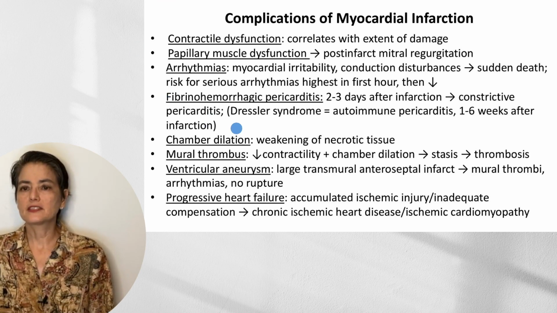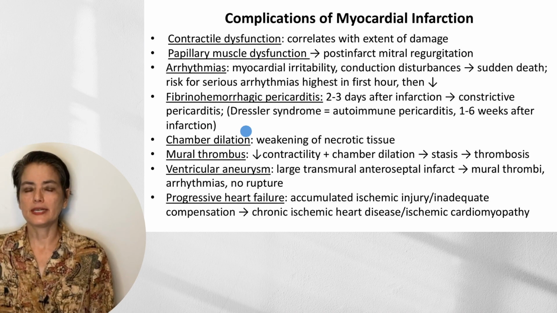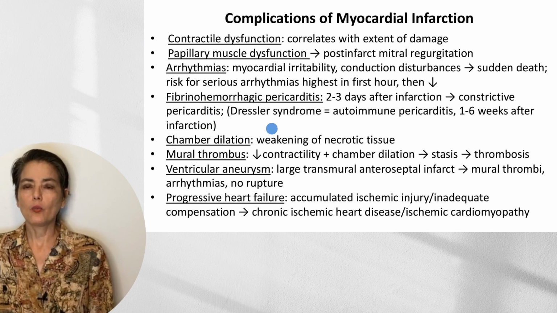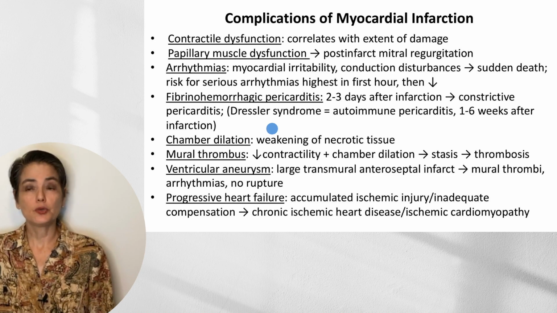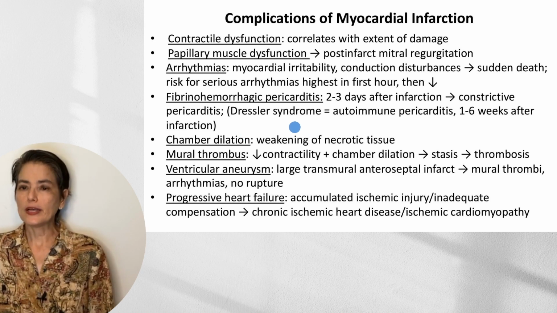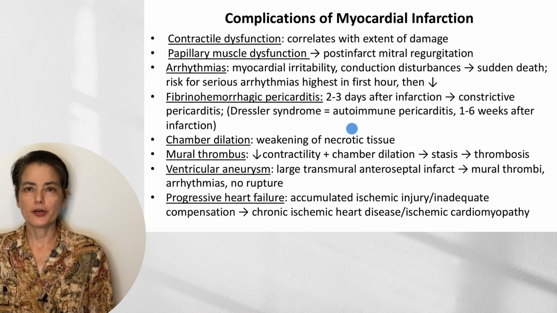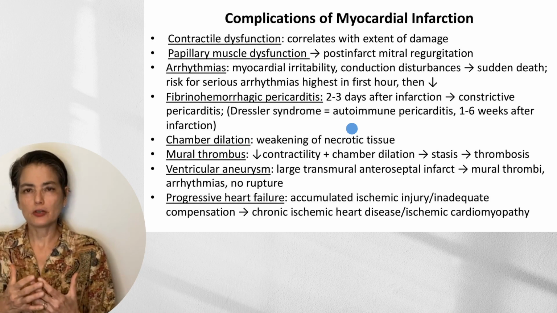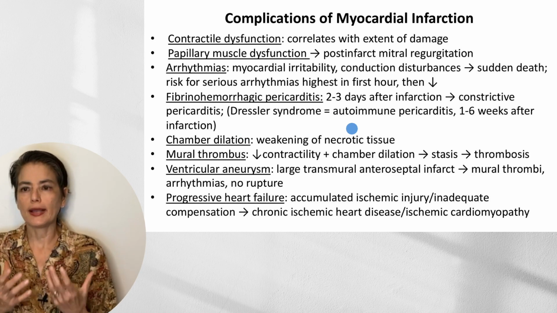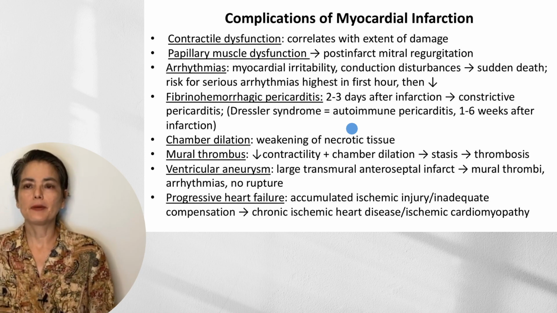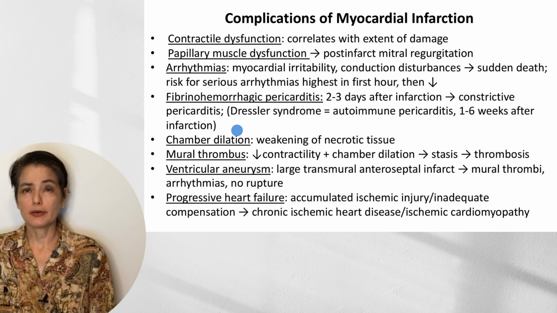Now, just as an aside, there's a second type of pericarditis we can see associated with a myocardial infarction, which is distinct from the one that we see 2 to 3 days after infarction. Dressler syndrome is an autoimmune pericarditis. Remember that when you have necrosis of tissue, you're going to get exposure of antigens, and what we can see here is about 1 to 6 weeks after a myocardial infarction, patients will present with a pericarditis, which you can recognize by a friction rub, which you can hear with your stethoscope.